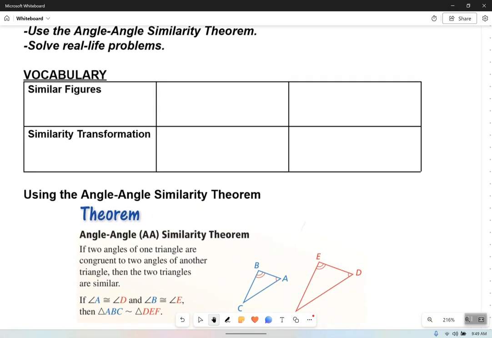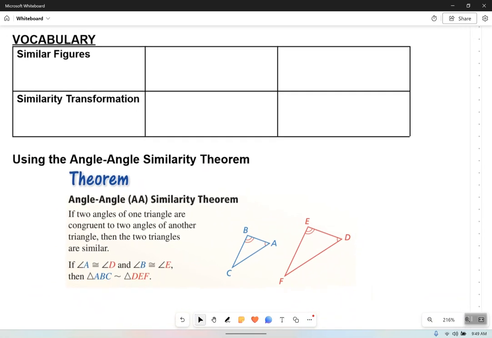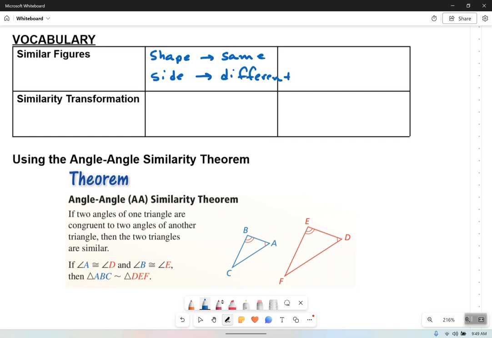And I don't think I need to go over this very much. Vocabulary is going to look very much the same as it has in the past few sections. So similar figures again, shapes that are what? Shape is the same. Size is what? Angles stay the same. Sides are proportional, if you will. And we've talked about that already in previous sections.